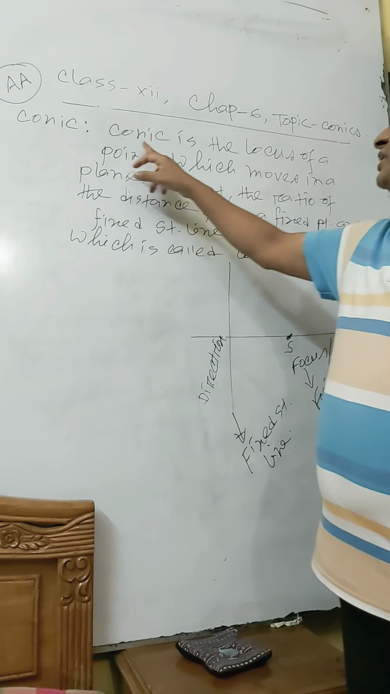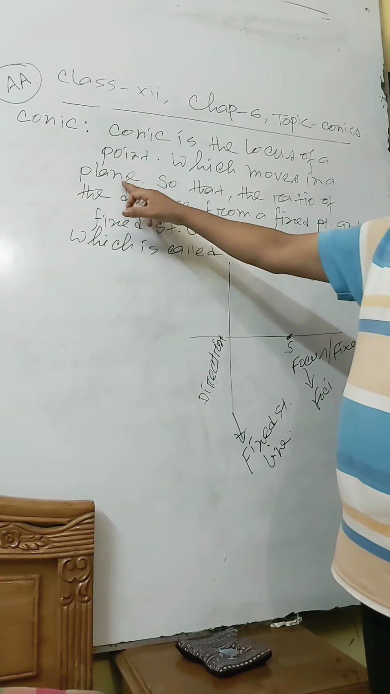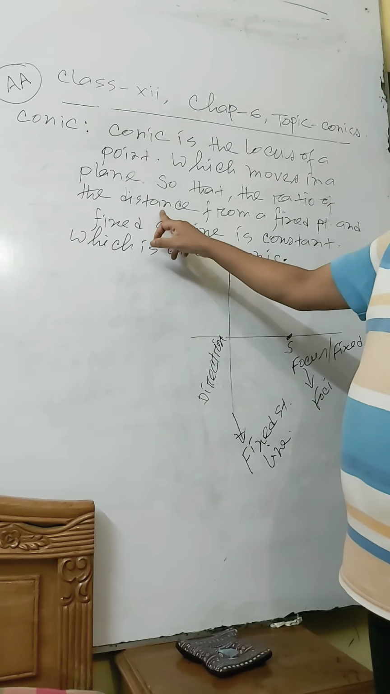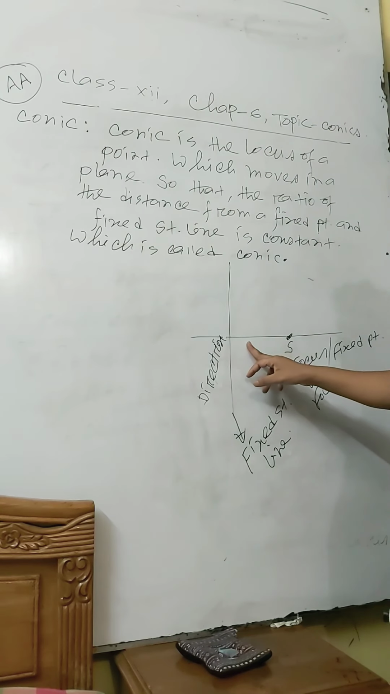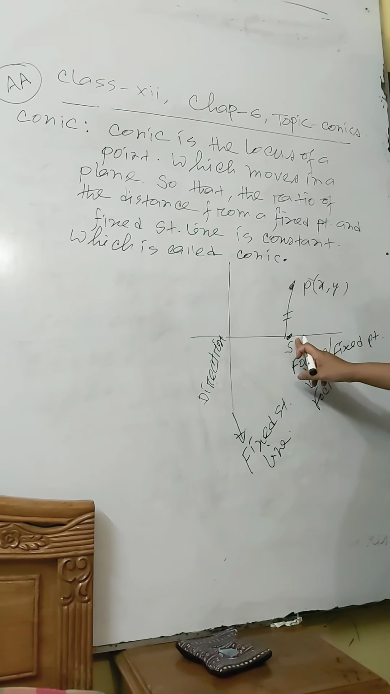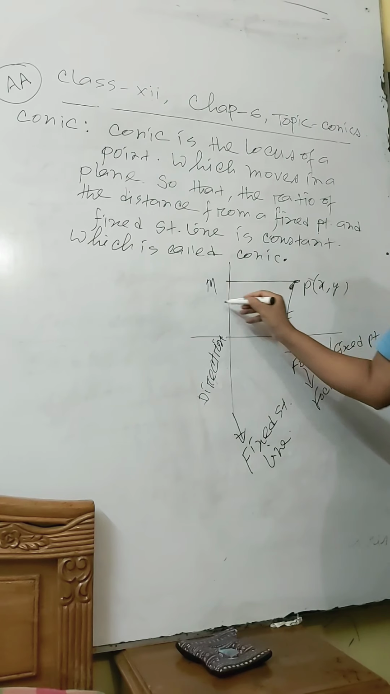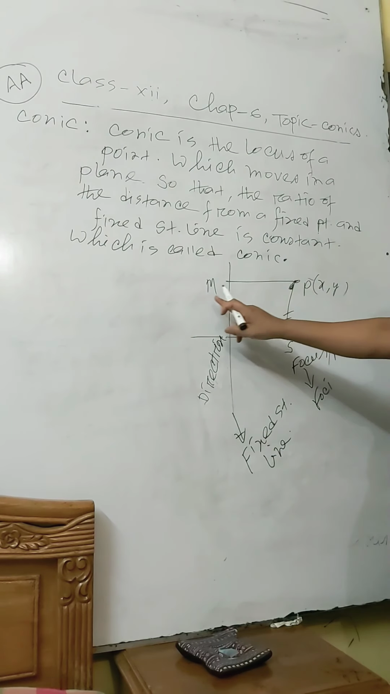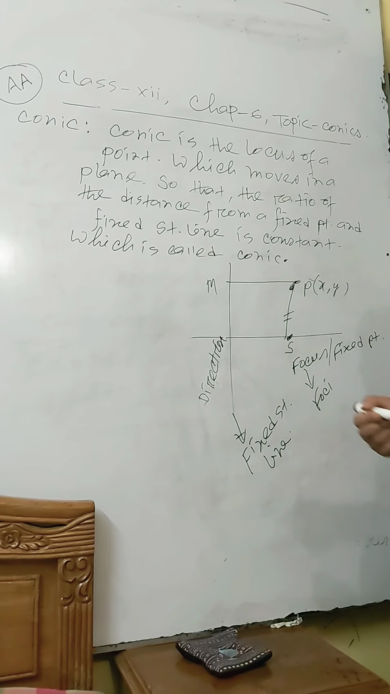In the above definition, it is seen that conic is the locus of a point which moves in a plane so that the ratio of the distance from a fixed point and a fixed straight line, from the moving point. This is the moving point P(x, y). This is the distance from the moving point to the fixed point, the focus, and this is the directrix, the distance from the moving point to the directrix.